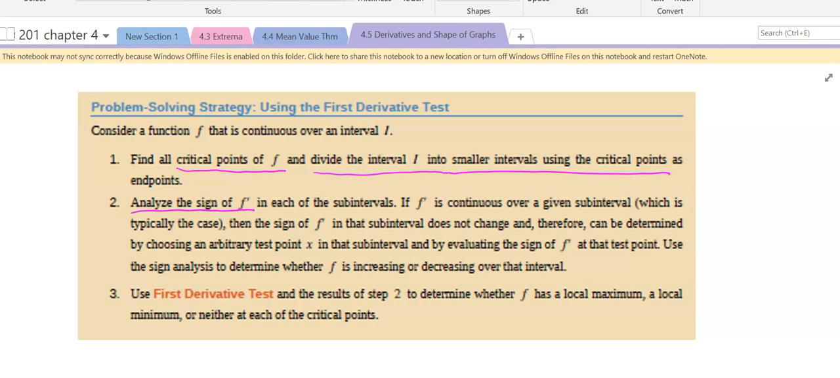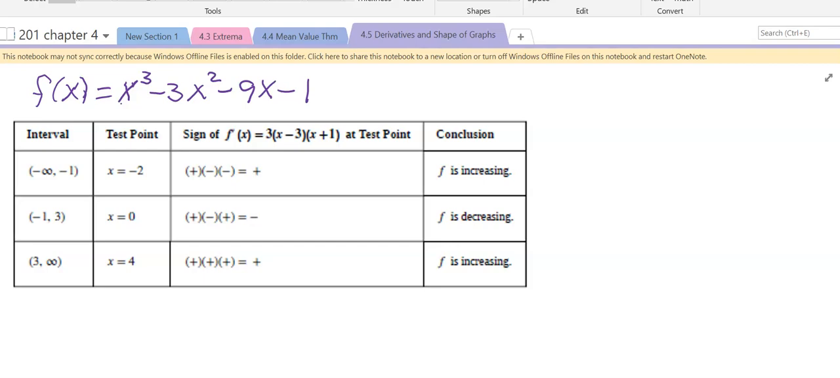Your book and I do these slightly differently. Your book uses a table and I use an expanded number line to organize the information. You can use either method. In this particular picture, you can see an original function, x cubed minus 3x squared minus 9x minus 1. We're going to take this and analyze it using the first derivative test.